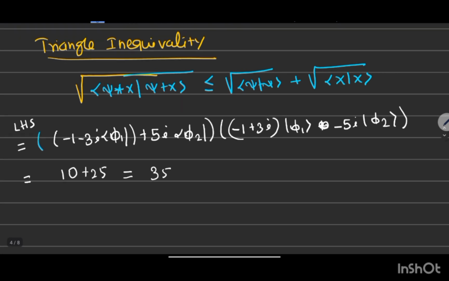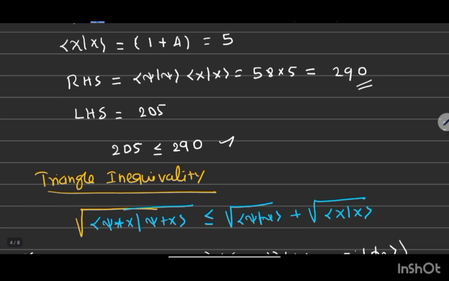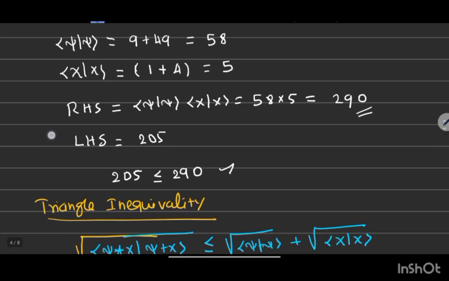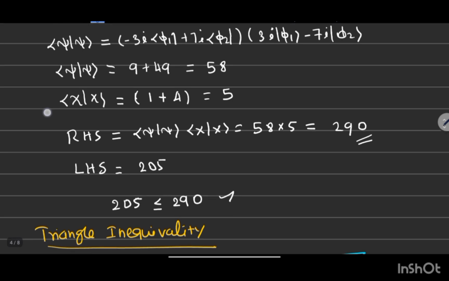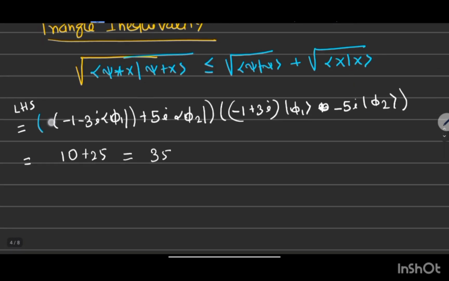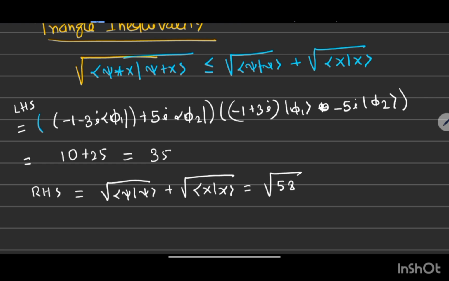Now what is the scalar product of psi with psi? Scalar product of psi with psi is 58. Scalar product of chi with chi is 5. So on the right hand side we have the square root of the scalar product of psi with psi plus the square root of the scalar product of chi with chi: square root of 58 plus root of 5.